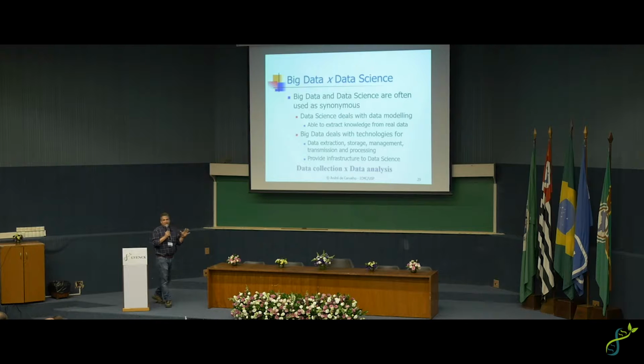So now comes my first slide, trying to put the border between big data and data science. So what's the difference between them? The difference is very simple. Data science uses associated data modeling to extract knowledge from data. And big data is the associated technologies that allow the use of data science techniques: the main technologies for data extraction, data storage, managing the data, transmitting the data by IoT, for example, and processing the data. So in the end, it provides the infrastructure needed for using data science. So data science is more data analysis, big data is more data collection.